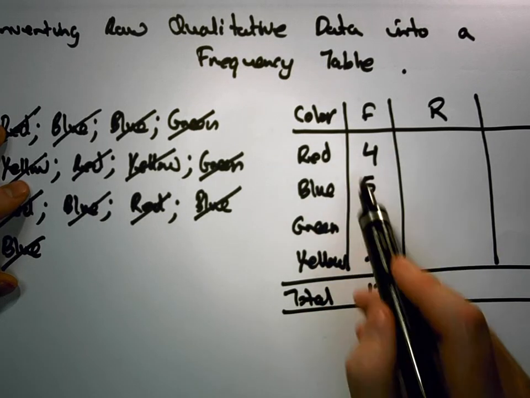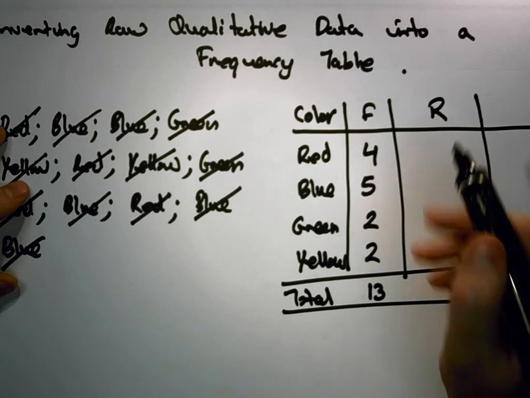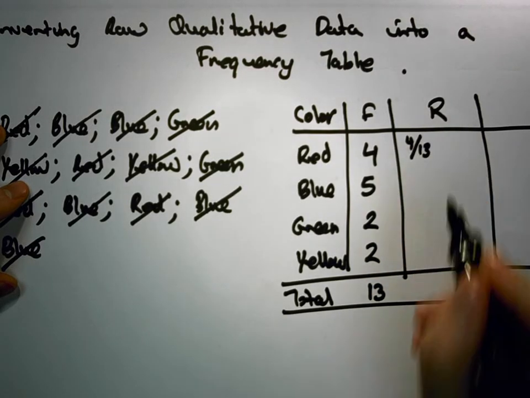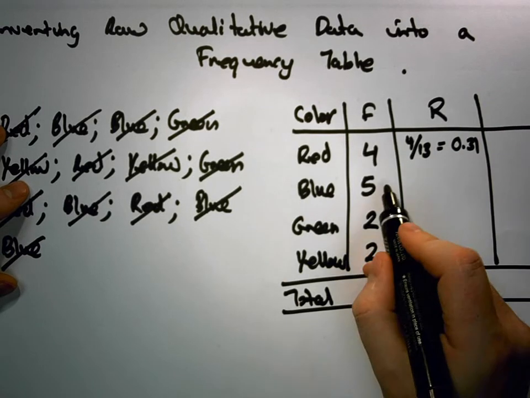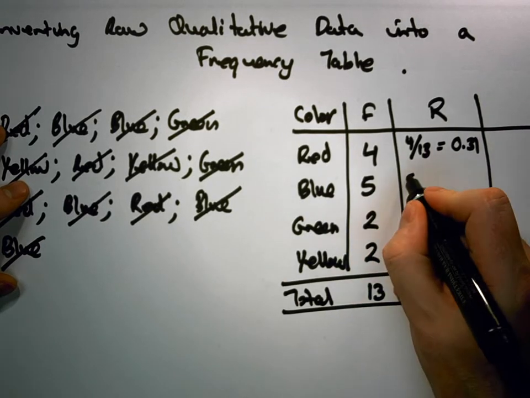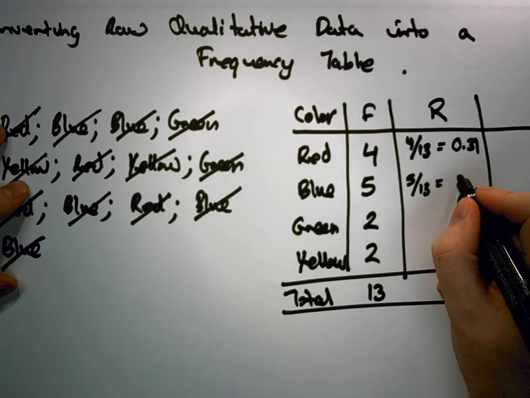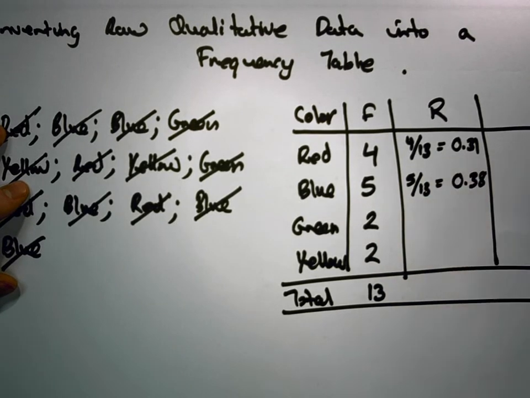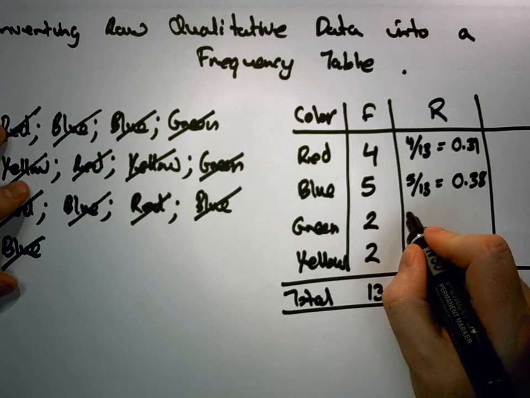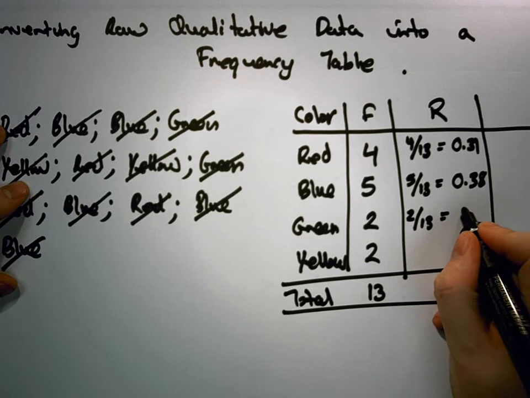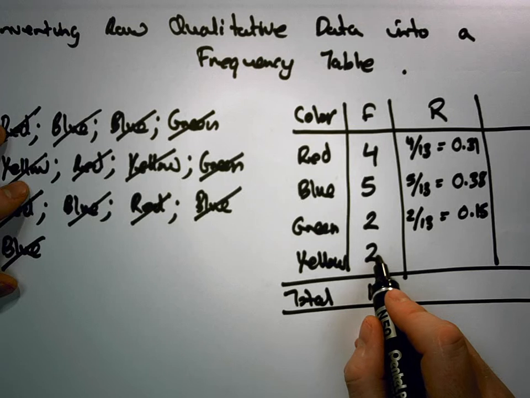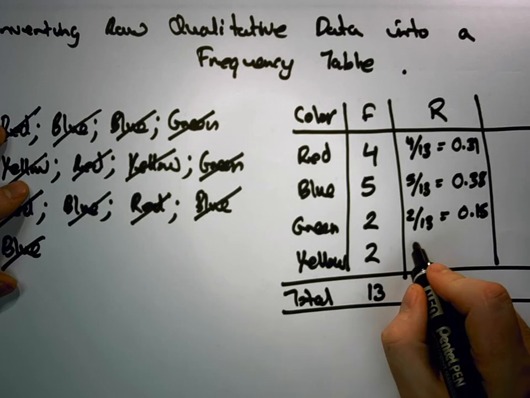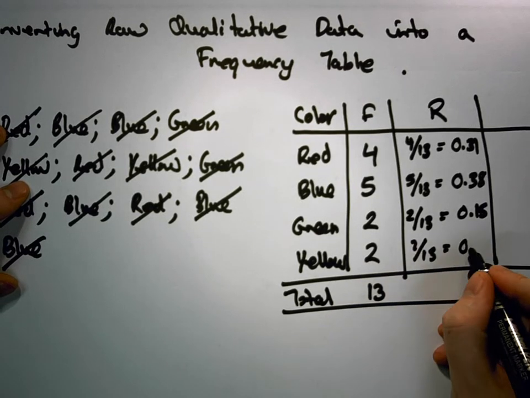So what we can see for the first variable, red occurred 4 times out of 13, so that represents 4 of the 13 observations, which gives us, as a decimal, 0.31. Blue occurred 5 times out of the 13, so it represents 5 13ths, which gives us a decimal 0.38. Green occurred twice out of the 13 observations, so as a fraction of the 13, it's 2 13ths, giving us 0.15. And finally, for yellow, which is 2 again, 2 observations, that occurred 2 of the 13 times, which gives us 0.15 again.